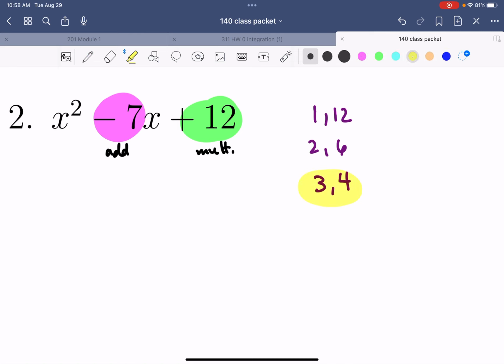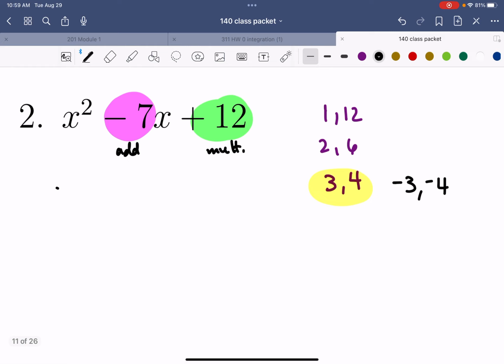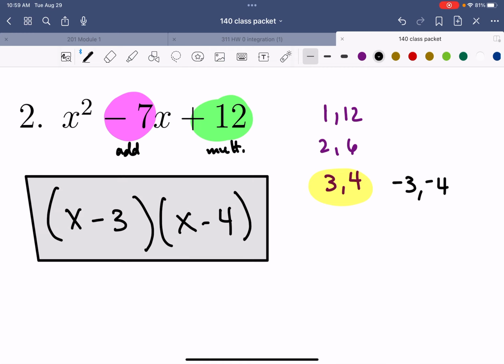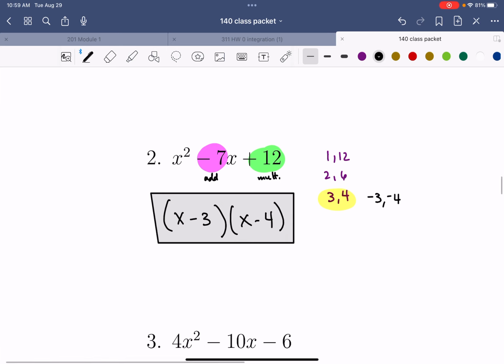And I need to make 7. If I add or subtract, the only one that is going to give me a 7 is this one. So I need 3 and 4, but should they be positive or negative? Well, they need to multiply to positive 12, so they both have to have the same sign, but I need them to add to negative 7. So I need to have them both be negative. So negative 3 and negative 4 will multiply to positive 12 and add to negative 7. And so that means my factored form is going to be x minus 3, x minus 4. And we can check it and distribute and FOIL it out, and we will get exactly back where we started.